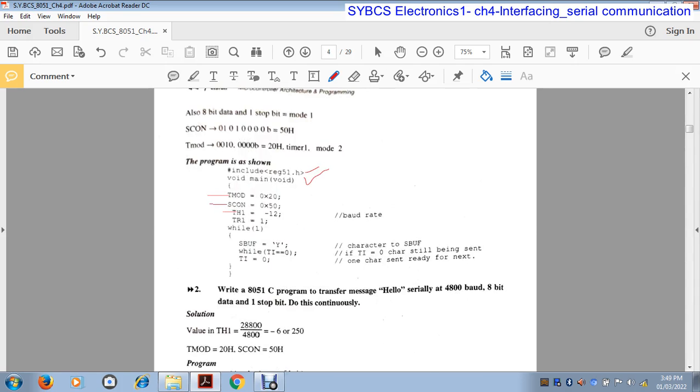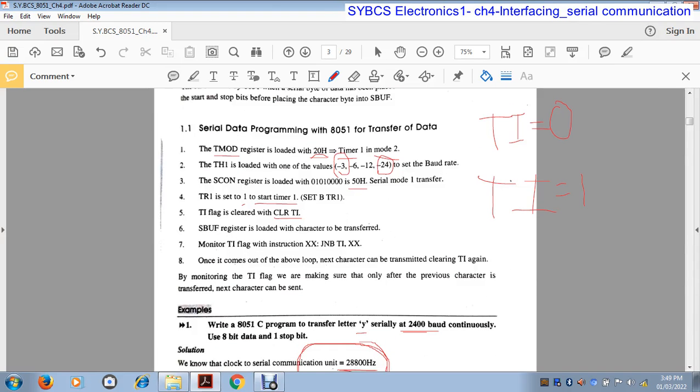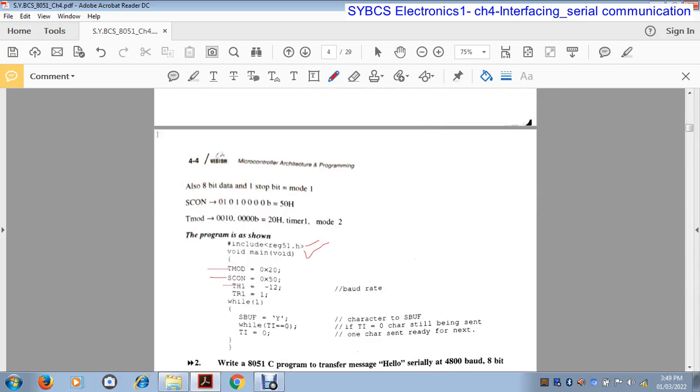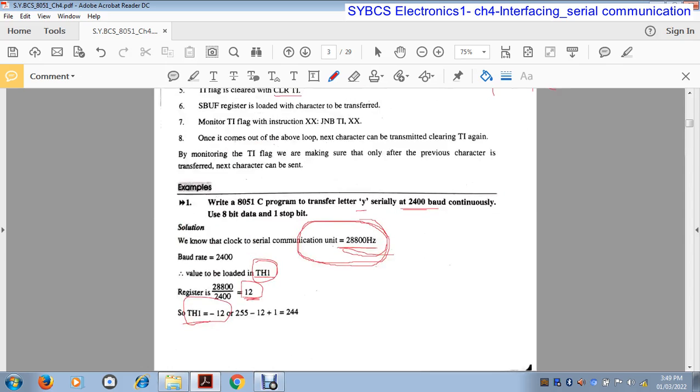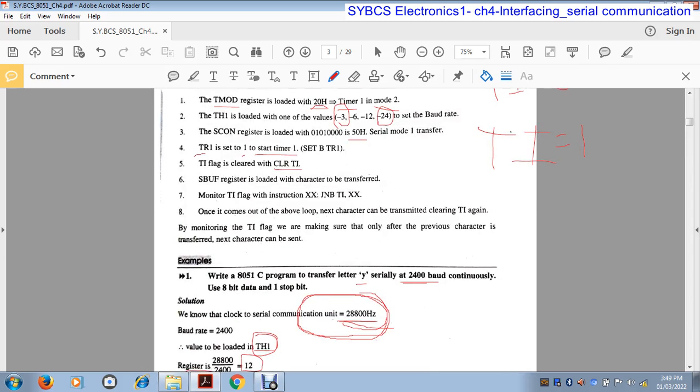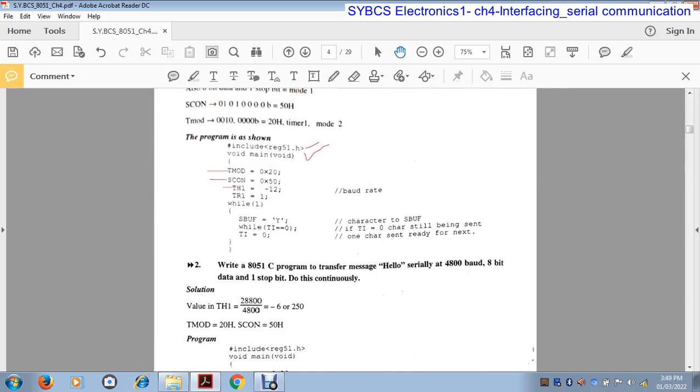Then next, the SCON register is loaded with 50H. So here SCON = 0x50. All these three steps are done. Then the fourth step is to start the timer. So TR1 = 1. This indicates that timer 1 is started.